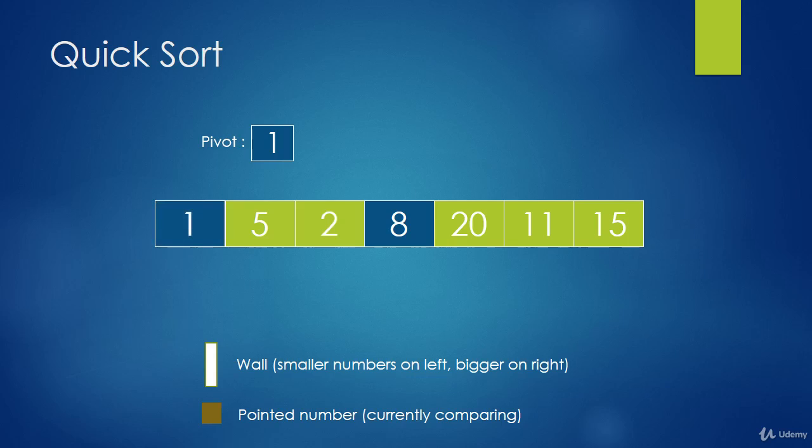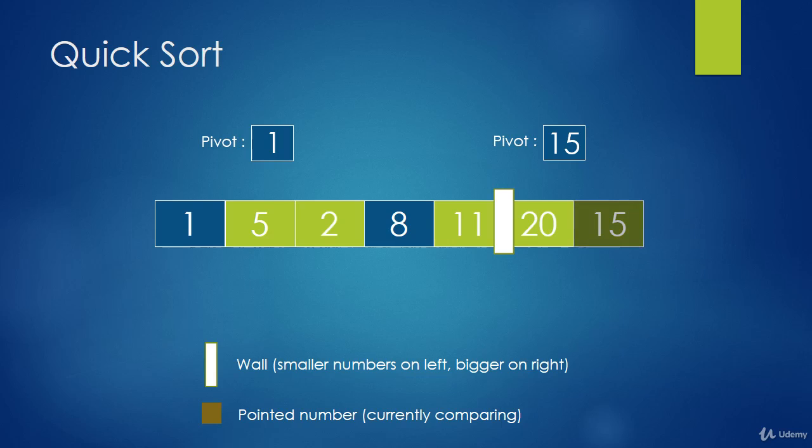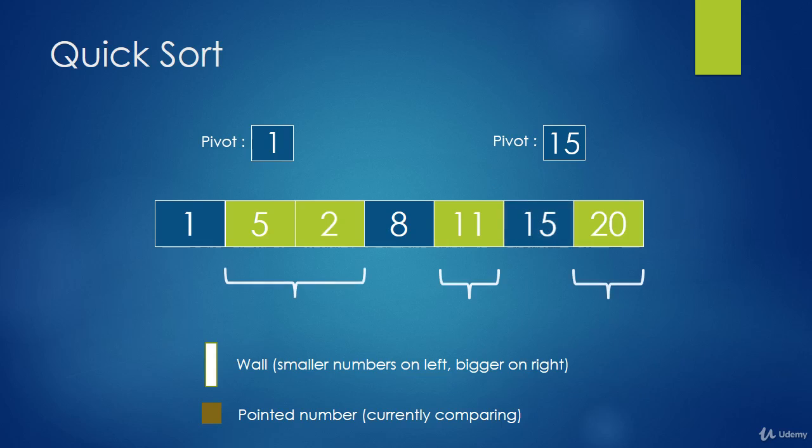Let's do the same to the right part. 15 is our pivot. We compare it to 20. 20 is bigger, so we move on to 11. 11 is smaller, so we swap it with the first number behind our wall and move our wall. Once again, we have reached the end. Let's put our pivot in its correct place by swapping it with 20. Now we know that 15 is also in its correct place.